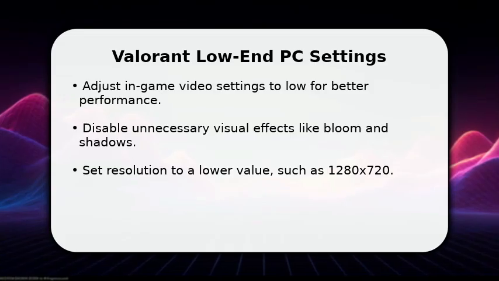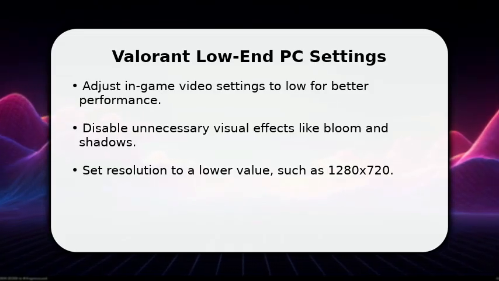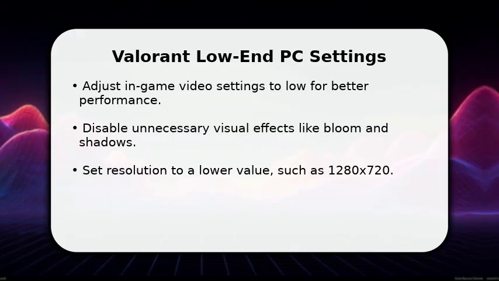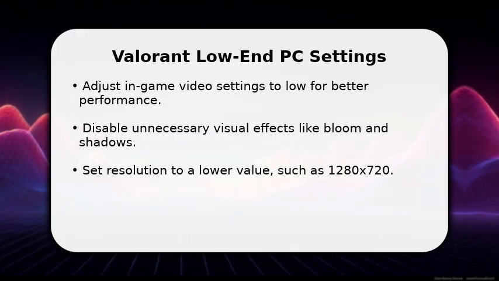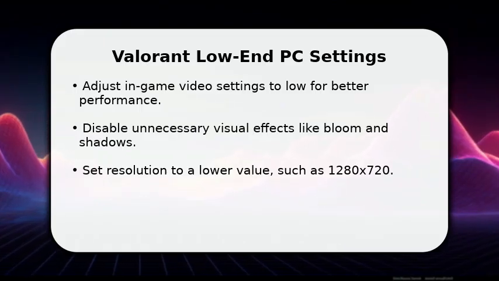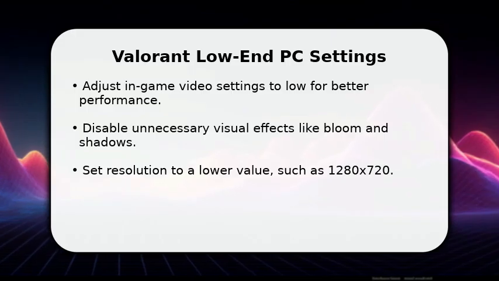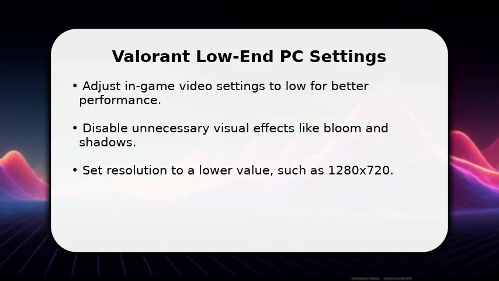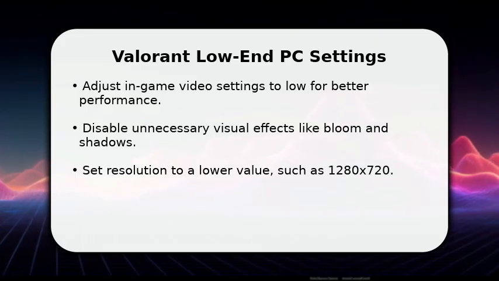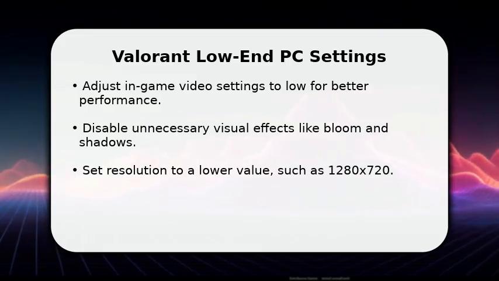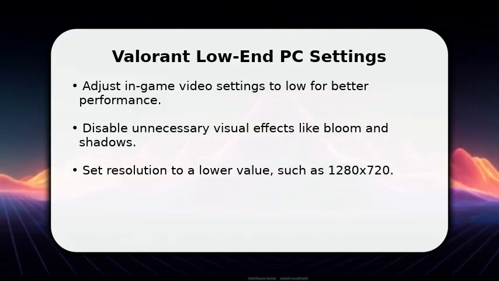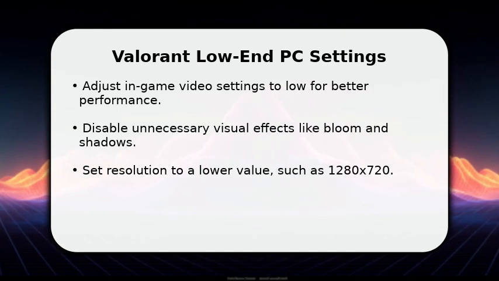In this video, I will explain how to play Valorant on a low-end PC. First, open your in-game video settings. Set all quality options, like material, detail, and UI quality, to their lowest possible values. Turn off visual effects such as bloom, distortion, and shadows. Reducing your resolution to something like 1280 by 720 pixels can also significantly boost your frame rate. These adjustments are crucial for a smoother experience.